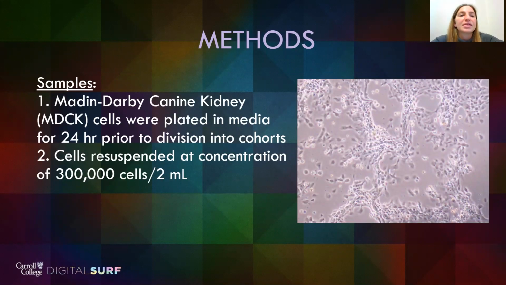So for our methods, Madin-Darby Canine Kidney cells, or MDCK cells, were cultured using a growth media called DMEM. And we passaged the cells multiple times prior to carrying out the experiment in order to prevent overconfluency. The cells were then resuspended at a concentration of 300,000 cells per 2 milliliters for plating in the 6-well plate, and then they were incubated for 24 hours.